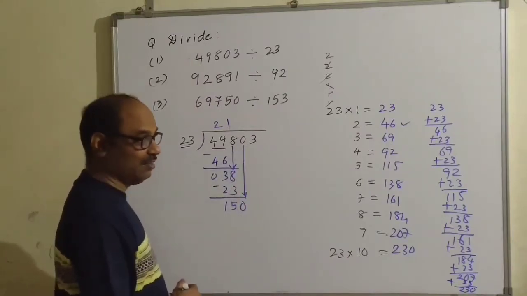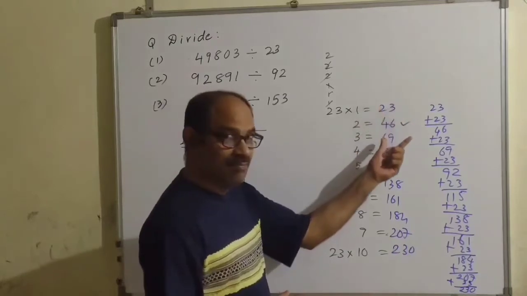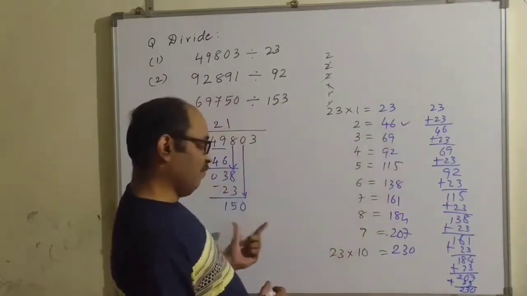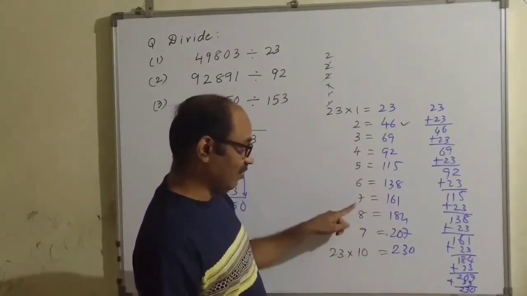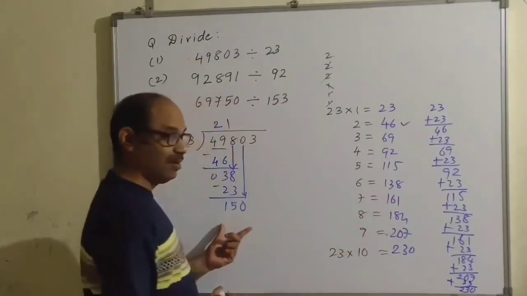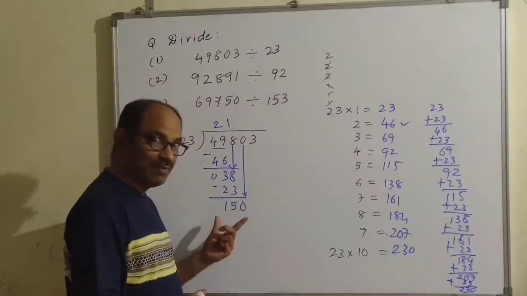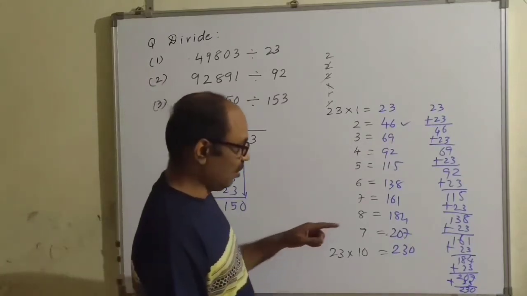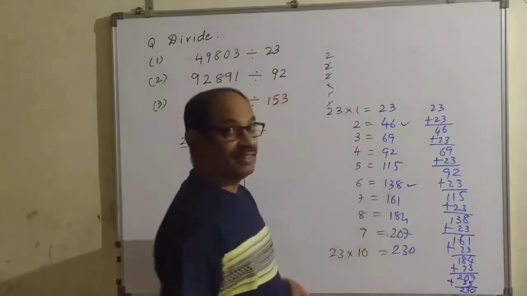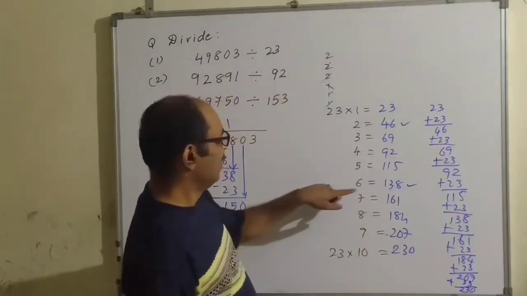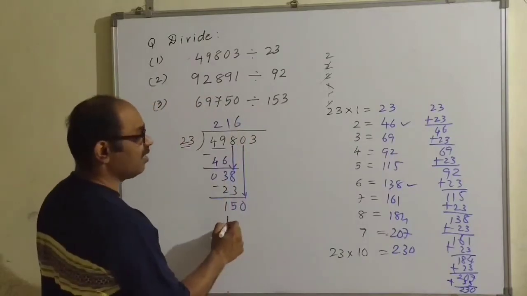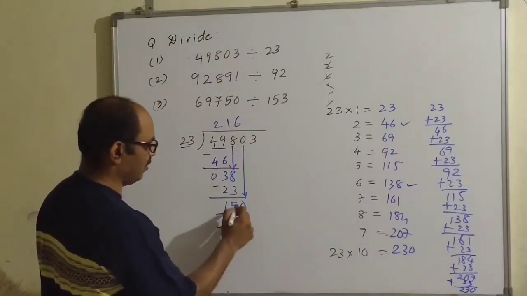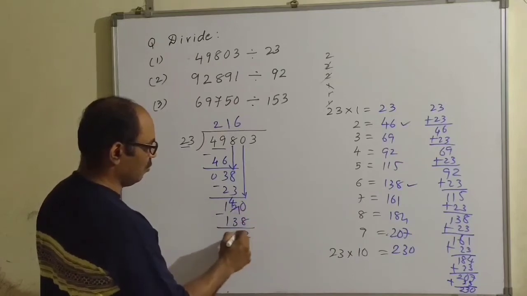Now it's 150, a 3-digit number. Find the number which is greater than 150, and that is 161. So you cannot take 23 7s, which are 161, because it's not possible to subtract 161 from 150 in division. Correct? So what is chosen here? 138, which is just smaller than that. So 23 6s are 138. Subtract. So 1, 2.